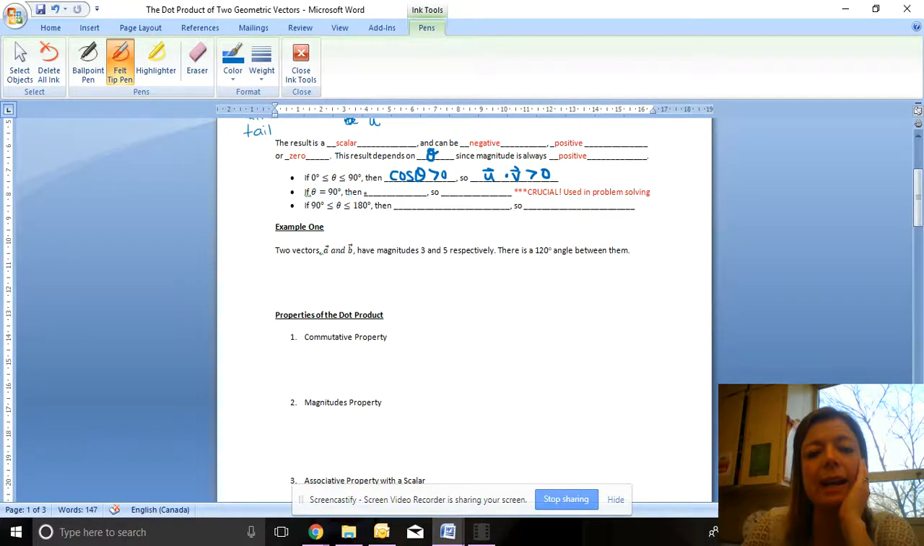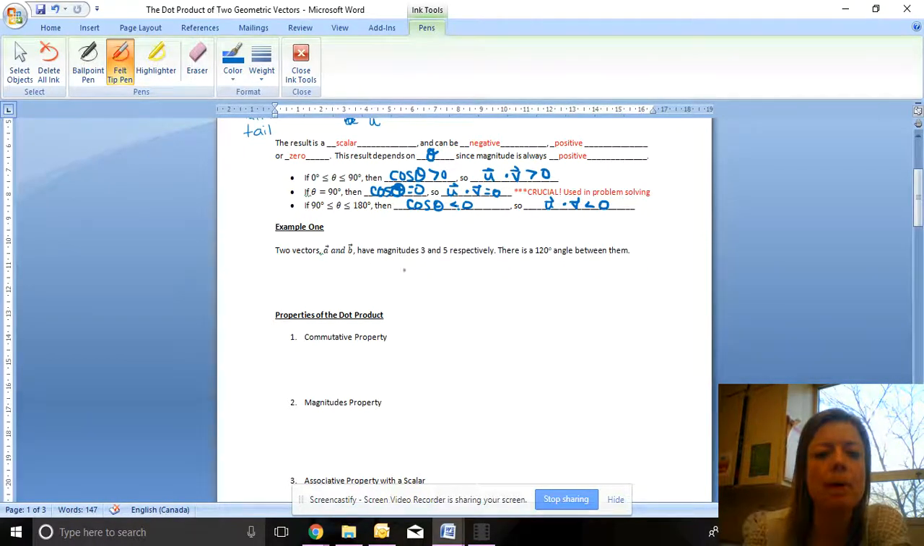However, if theta is 90 degrees, then think about that. Cos of theta is 0, so therefore the whole dot product will be 0. This is very important. We use that in problem solving later with perpendicular lines. We use the fact that their dot product is 0. And then if our angle is obtuse, then cos theta will be negative, so our dot product will be negative.